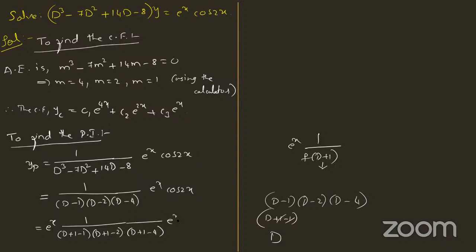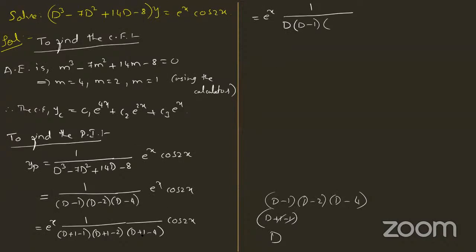So this into, there is no need to write e power x, but we need to write only cos 2x. Right? Now let's simplify this. It is equal to e power x as it is, and 1 divided by, after cancelling, we get only d here, and in the second term it is plus 1 minus 2, which is minus 1. So it is d minus 1.